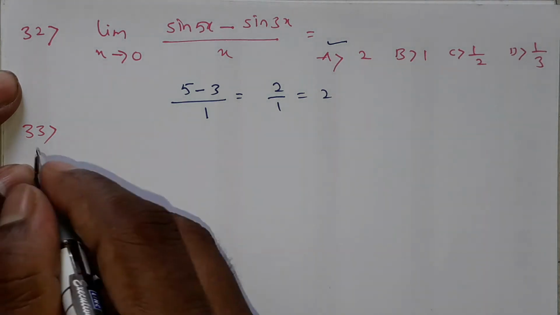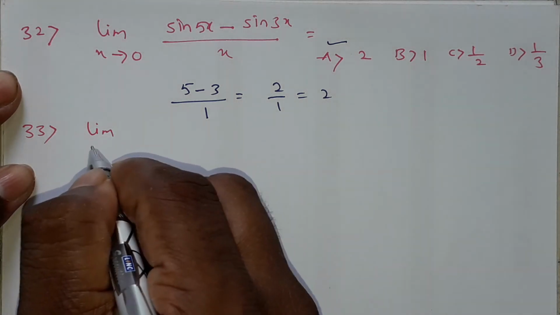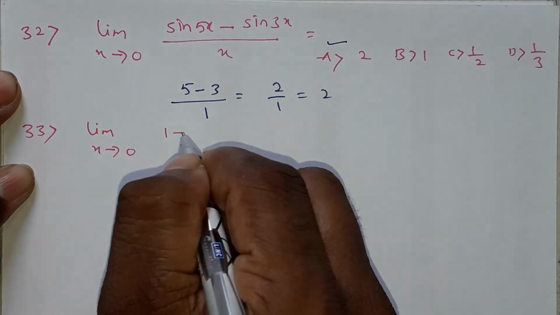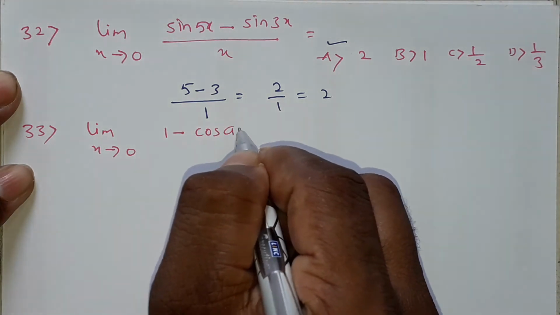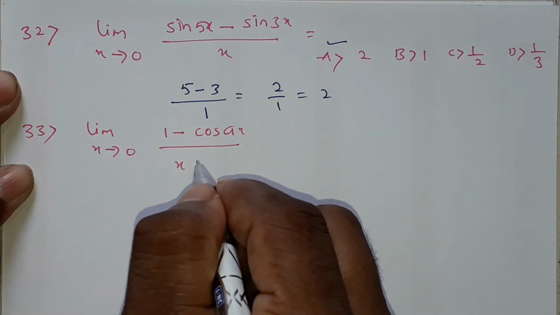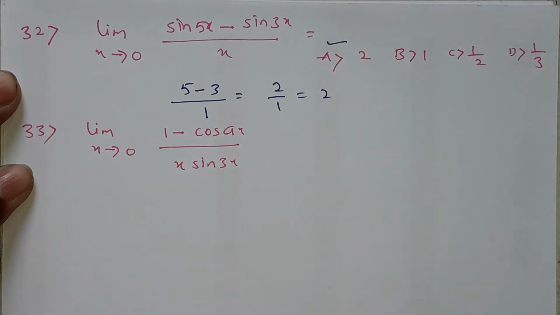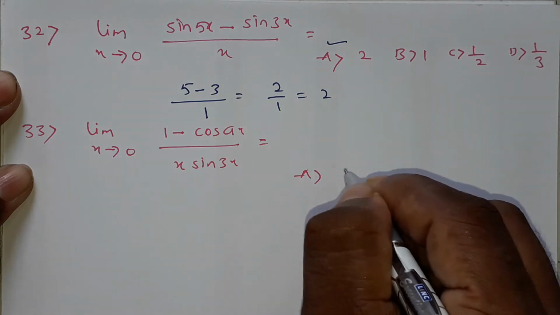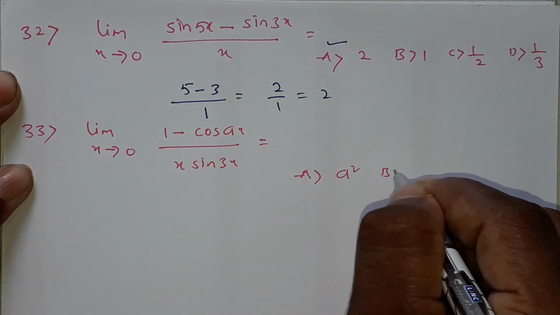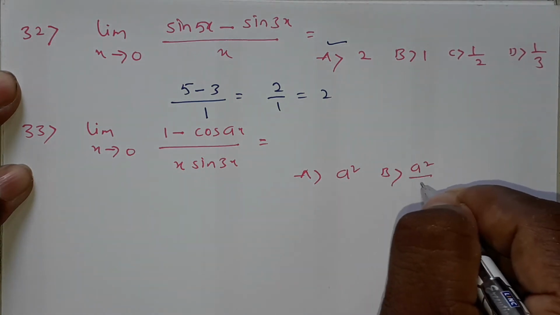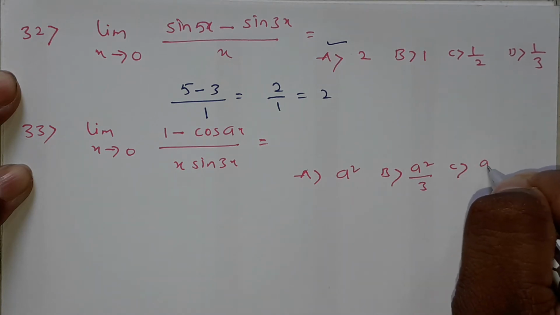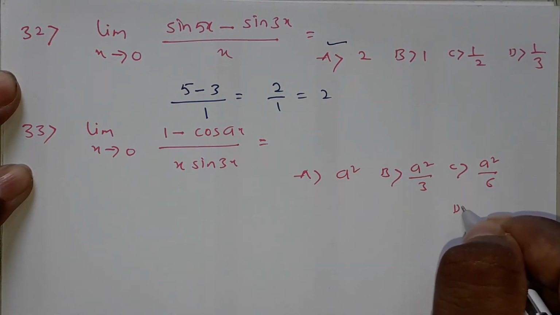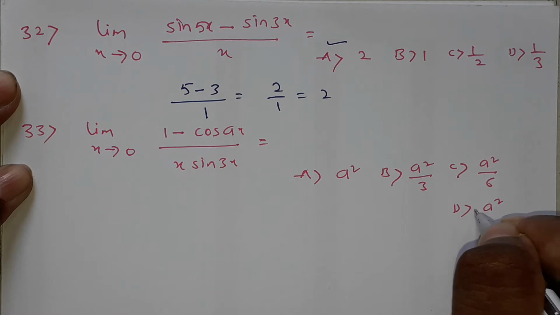Limit x extends to 0 1 minus cos ax by x sin 3x. 1 minus cos ax by x sin 3x. Option A is a square. Option B is a square by 3. Option C is a square by 6. Option D is minus a square by 3.